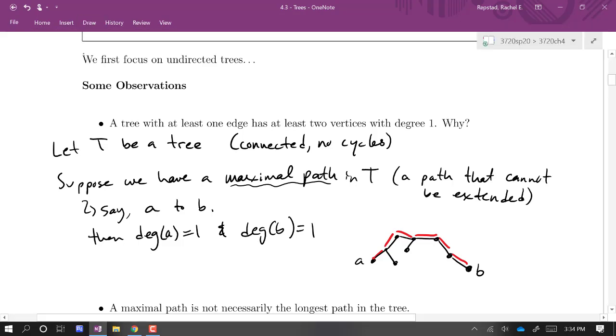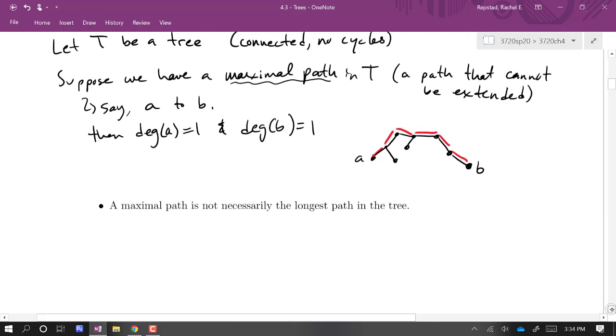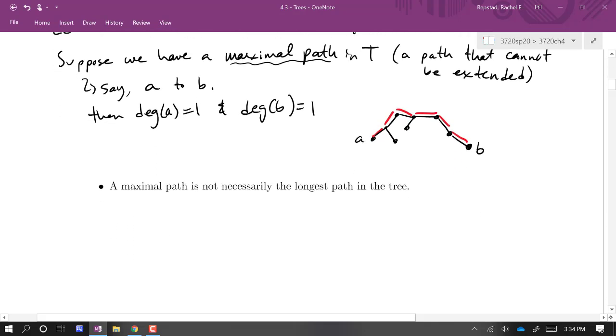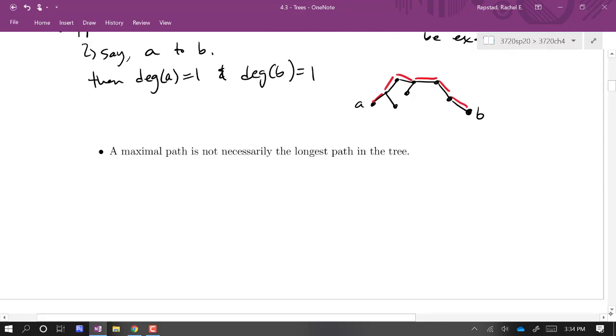And then a maximal path is not necessarily the longest path. There's a difference between the word maximal and maximum. So maximal just means it cannot be extended beyond what its limits are. So I'm going to draw a graph here. I'll call this V0. Here's V1 and V2. So we've got V3, V4, V5, V6, and then V7 and V8.